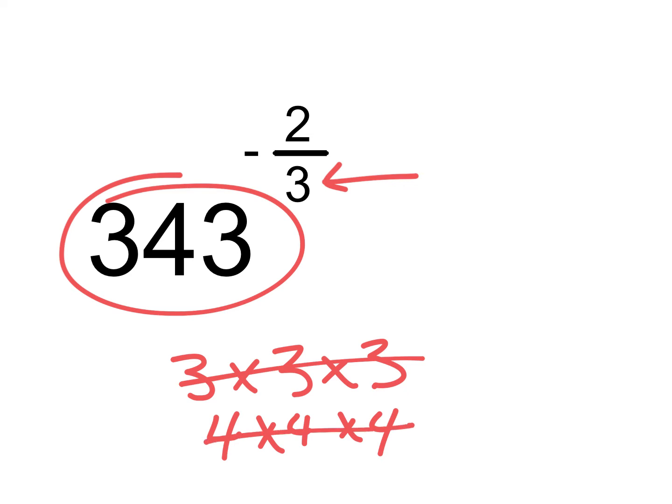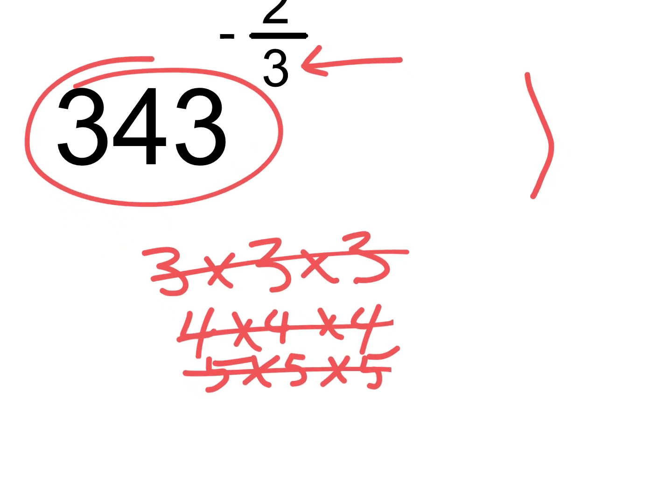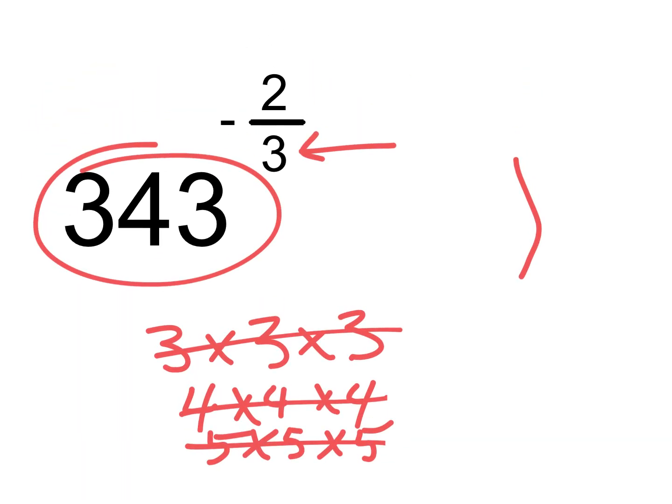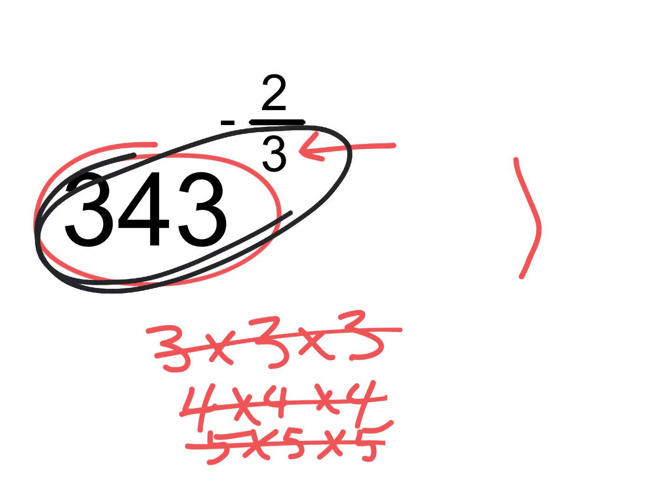I'll give you a hint. 5 times 5 times 5 is 125. Is that big enough yet? No. It's not 6, and somebody figured it out. It's 7. So, now that you know that, that's 7.